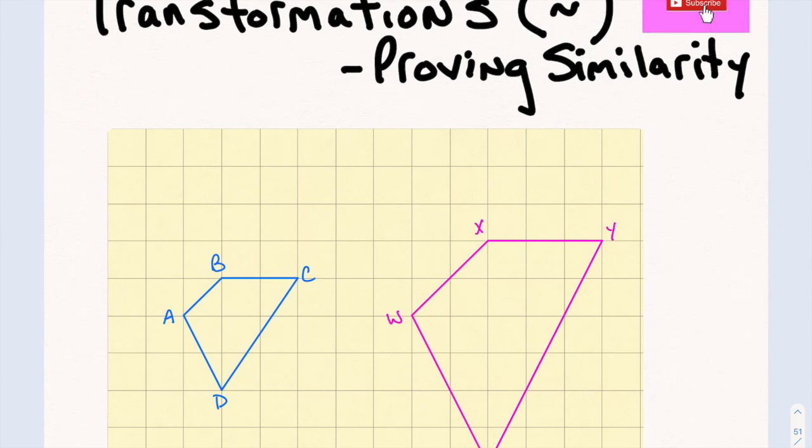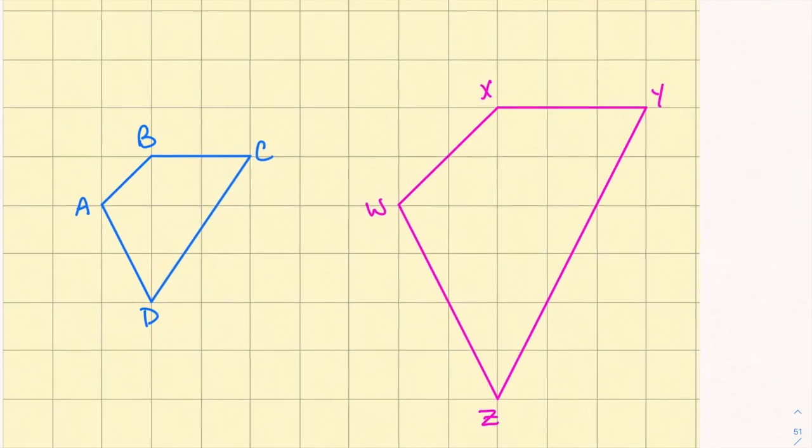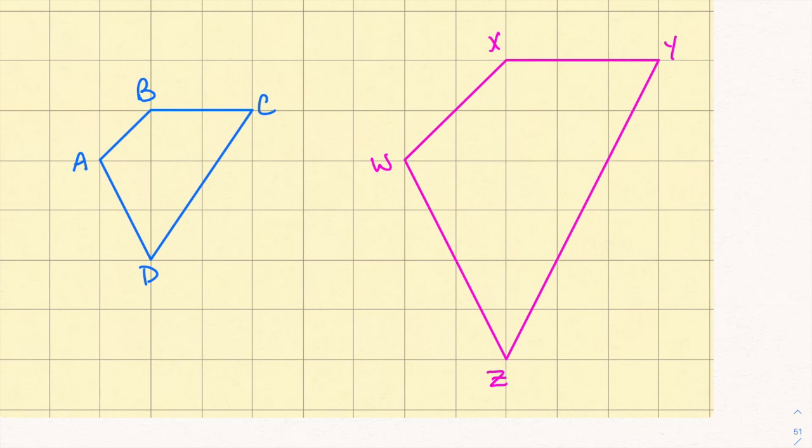A reminder that this symbol right here is the symbol for similar. What similar means is that two objects are proportional. That means all of their angles are the same, but they've been either enlarged or shrunk. They've been dilated essentially in order to make a bigger or smaller version of the original. Think like model cars and actual cars. Those are similar objects.